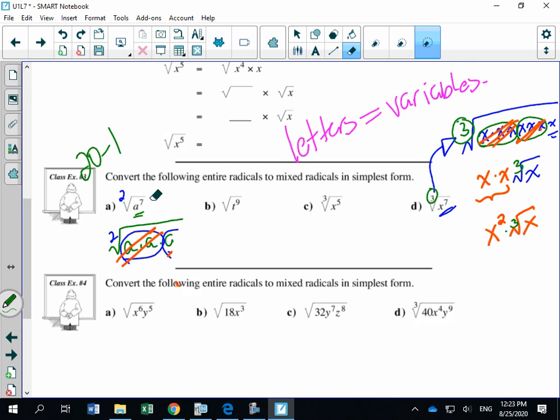Okay, the answer for B was t to the power of 4 root t. So pat yourself on the back if you got that right.